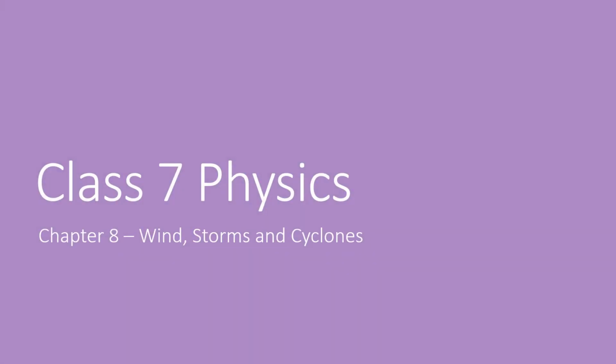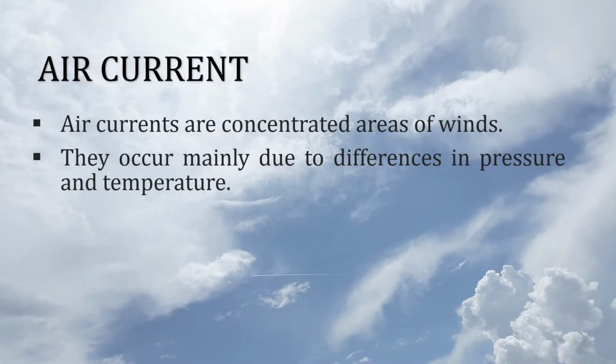Good morning, students. Welcome to Physics class, Chapter 8: Wind, Storms, and Cyclones. Let us start with air currents. Air currents are concentrated areas of winds. They occur mainly due to differences in pressure and temperature.